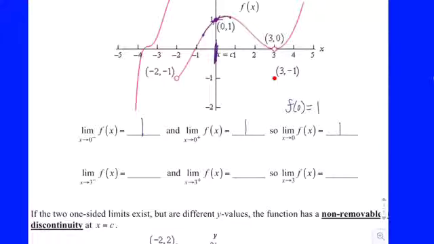You're just driving on the road. That's all you're doing. Hop on the graph to the left and start approaching 3. Hop on the graph to the right, start approaching 3. See what the y values are doing. There you go.